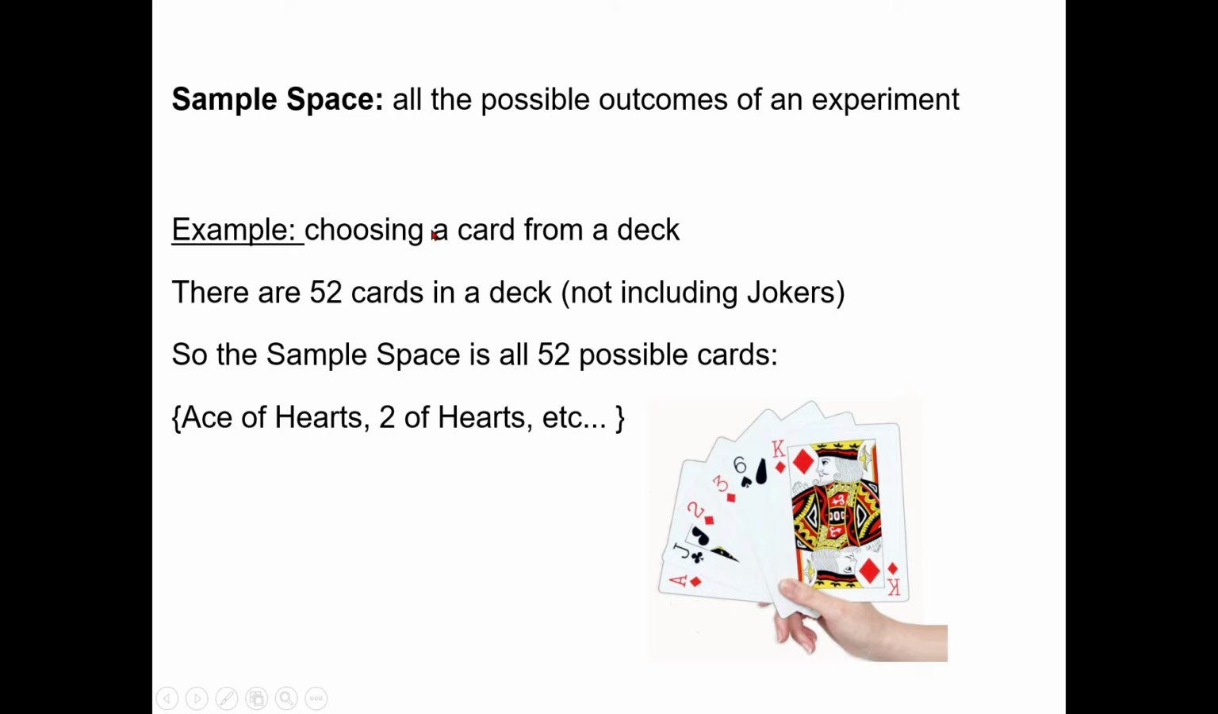Sample space. All the possible outcomes of an experiment form the sample space. Example, choosing a card from a deck. There are 52 cards in a deck, so the sample space is all 52 possible cards, such as ace of hearts, two of hearts, etc.